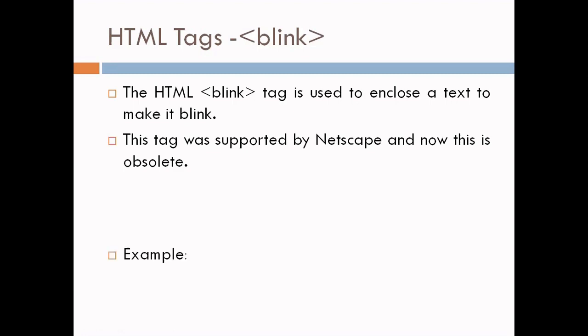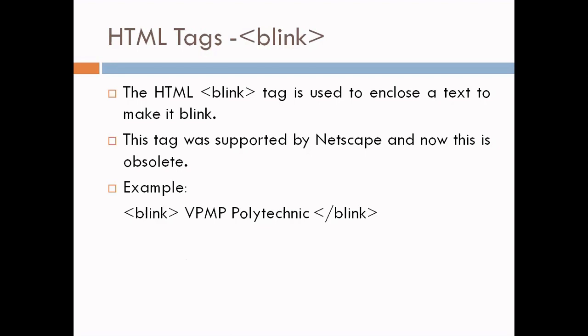The example is starting blink tag, then VPMP Polytechnic, that is my text, then closing blink tag. Whenever we run the same code in a Netscape browser, the text VPMP Polytechnic will be blinking on, off, on, off. In this way, we can use a blink tag.